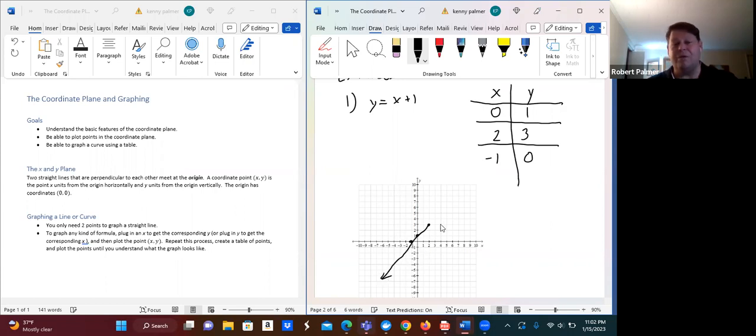Now, as I say over here on the left, if you have a straight line, you only need 2 points. In this case, we may not have known that yet, but for a straight line, you'll need 2 points. So you can do as many as you want, but you only need 2. Okay, let's do one more graph.